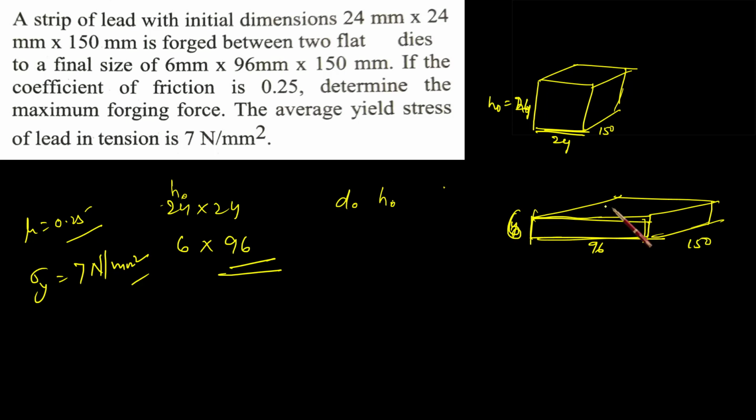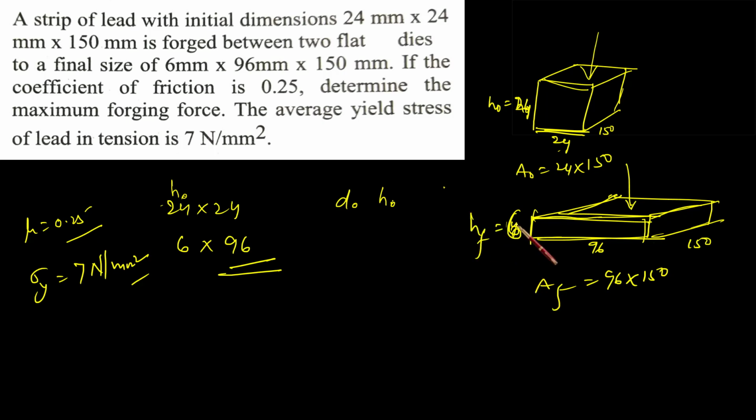Okay, so that means cross-sectional area, the force is applied on this area, that is 96 into 150, or here the force is applied on 24 into 150. So A naught is 24 into 150, and AF is 96 into 150, and H naught and HF are given. HF is equal to this much. Okay, so sigma y is given.